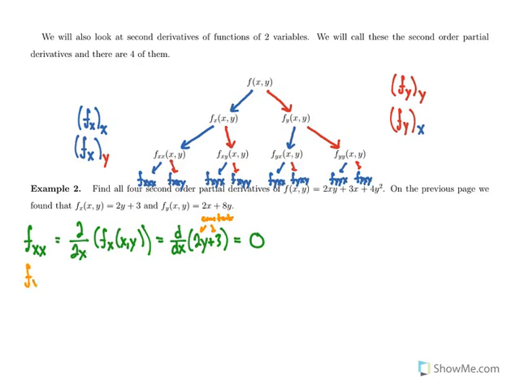Let's look at f sub xy. That's going to be the partial with respect to y of f sub x of x, y. And that's going to be the derivative with respect to y of 2y plus 3. That's just a function of y. It's a very normal derivative. We should get a value of 2 out of that.